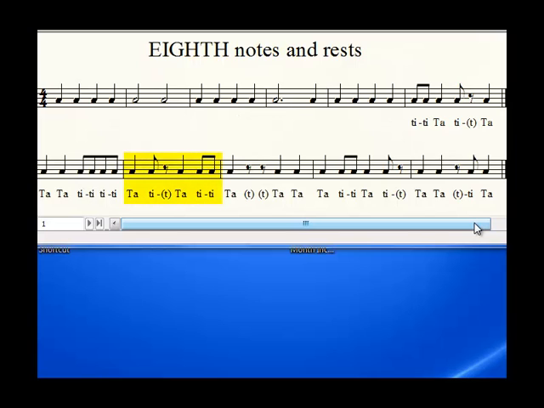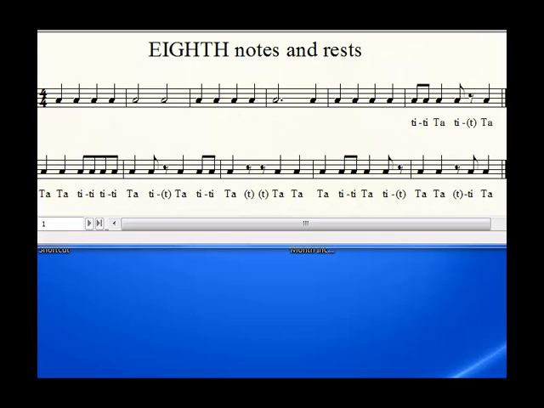1, 2, from the second bar. Ta, ti, ti, ta, ti, ti, ta, ti, ti, ta, ta, ta, ti, ti, ta, ti, ti, ta, ta, ti, ti, ta. And if you're really good at it, let's do it one more time. Really keep your ti quiet inside of your mind. Almost no sound except in your mind. Those quiet, in parentheses, ti. From the beginning of the second line.